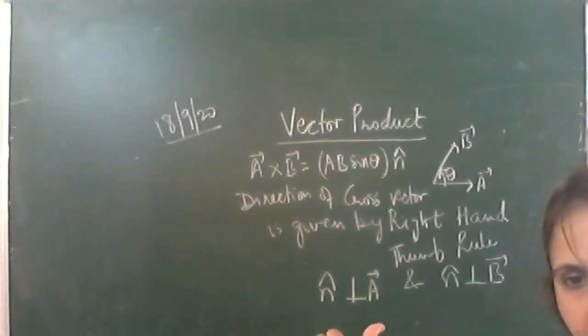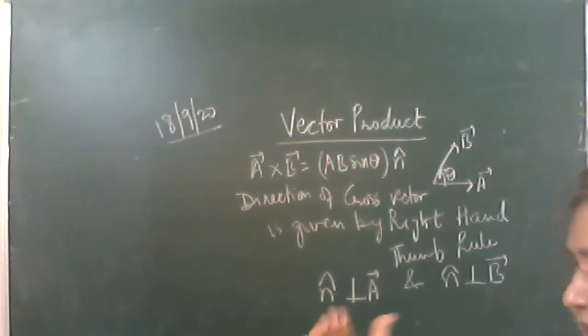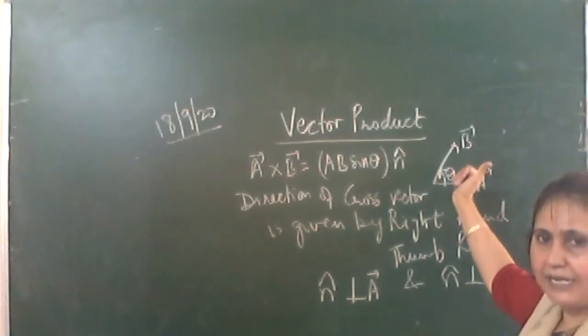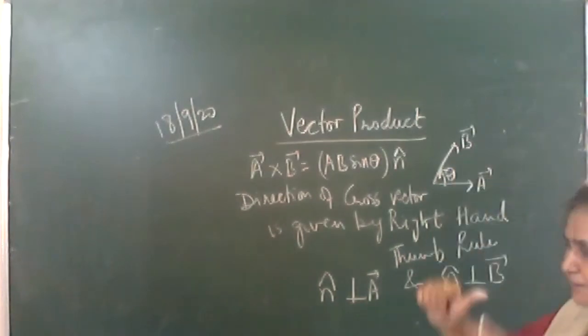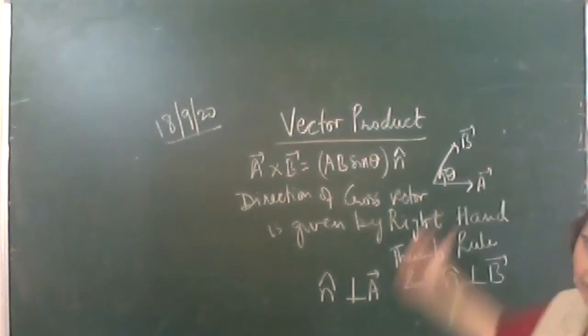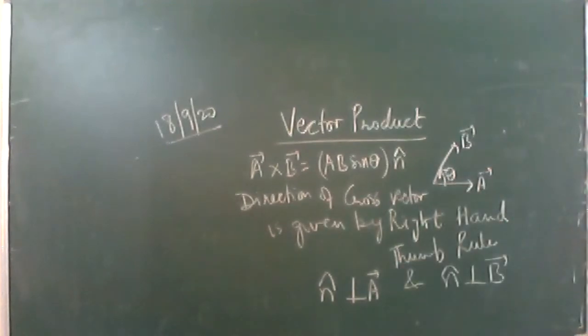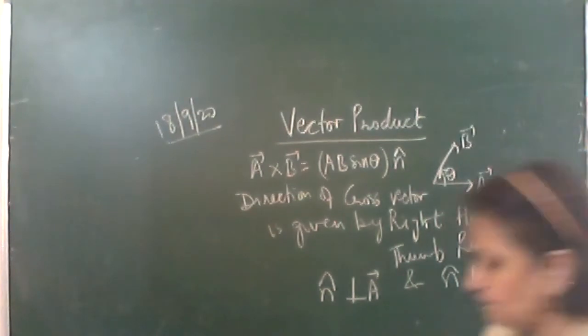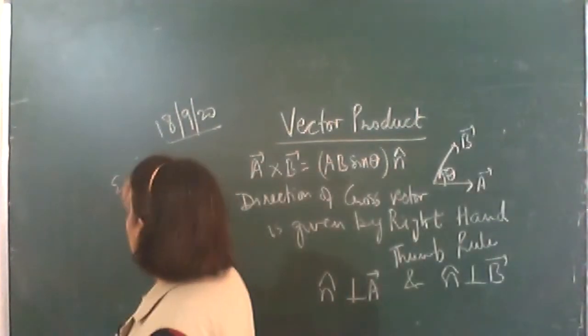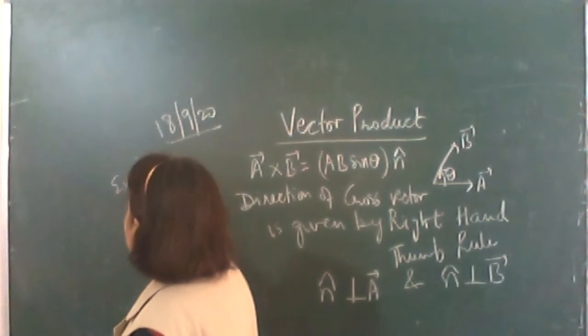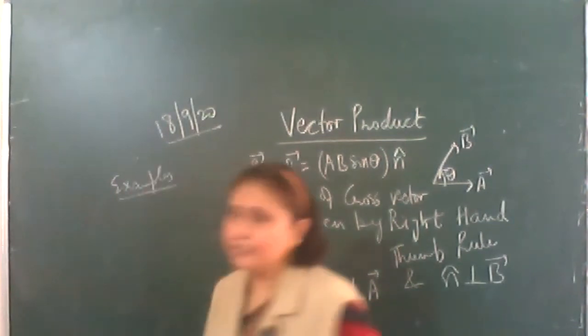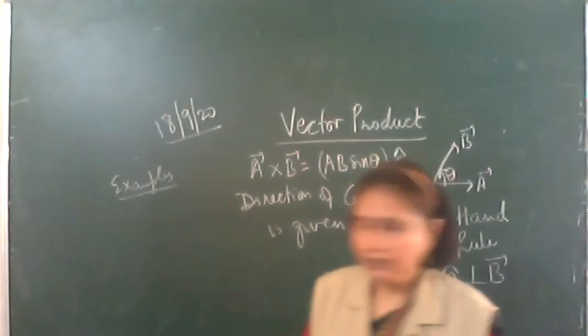A to B along theta angle, we are curling our fingers of the right hand. Then the thumb, which is perpendicular to the curled fingers, will give the direction of the vector product, that is the direction of n cap. Okay, few examples of vector product. Two vectors are multiplied and the product is a vector quantity.